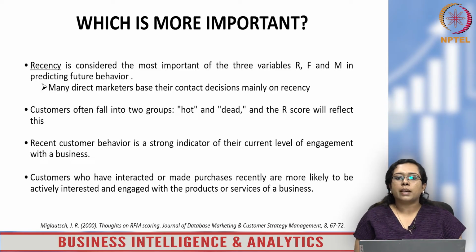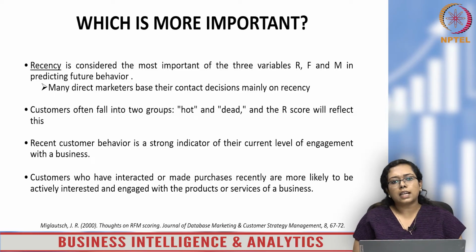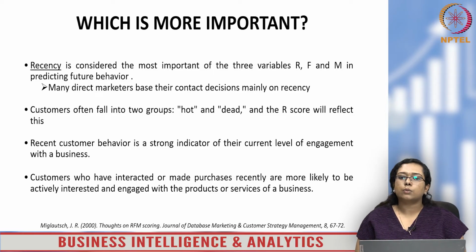So from many analyses that scholars have done around the world, they have tried to prove that recency is considered to be the most important of the 3 variables. However, this might differ from business to business. Some businesses might prefer frequency over recency. Some might prefer monetary value over recency and frequency. So it depends on the business. But generally speaking, recency is considered to be the most important of the 3 variables.